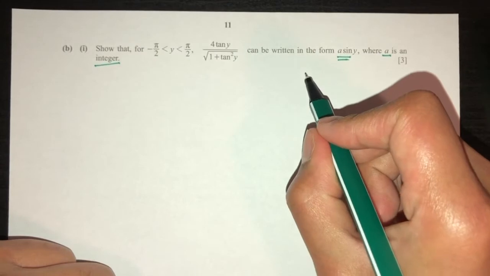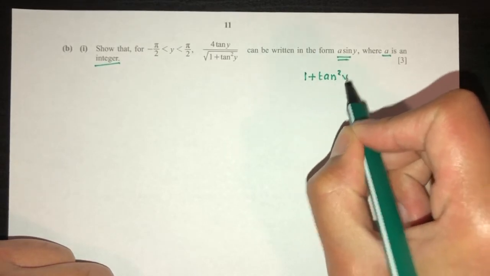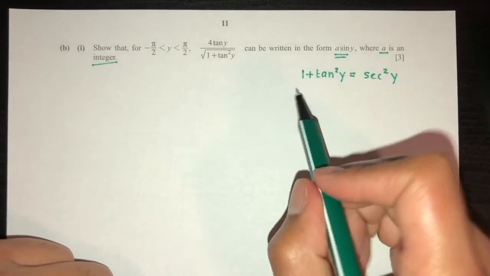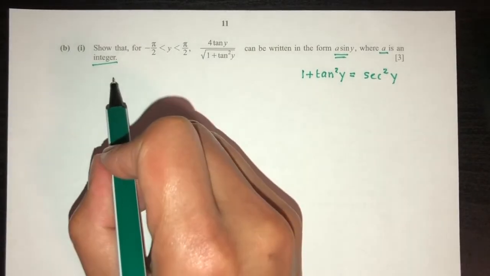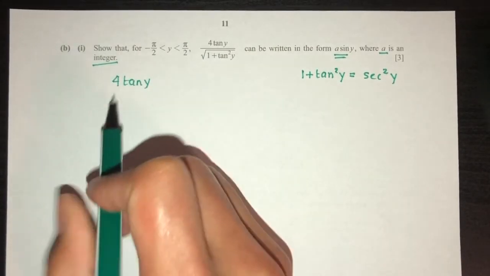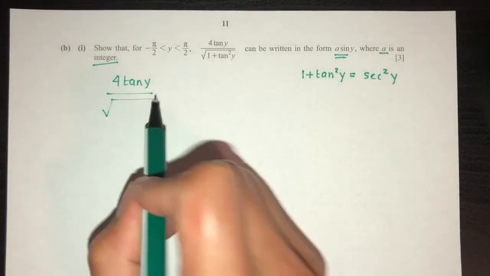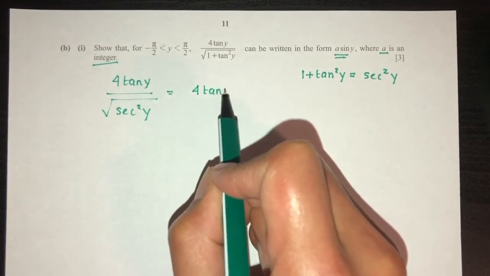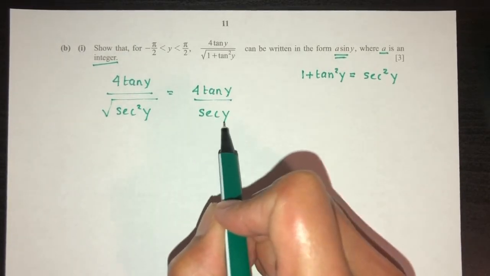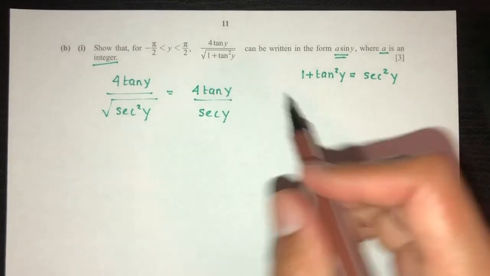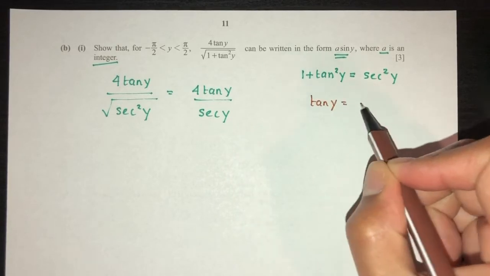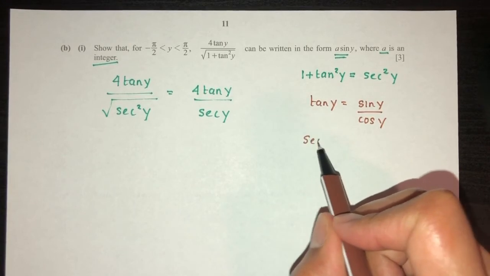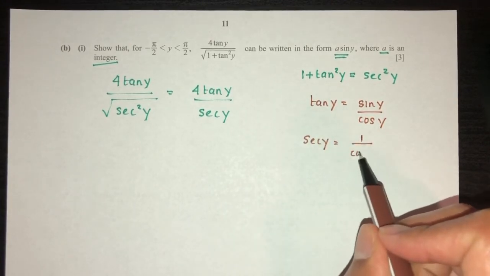From your formula sheet you have 1 plus tan square y is supposed to give you sec square y. So we can replace this by this in your equation. So you will have 4 tan y over root of sec square y. That should give you 4 tan y divided by sec y. Now the next question is, what is tan y? Tan y is simply sine y over cos y. Now what is sec y? Sec y is 1 over cos y.